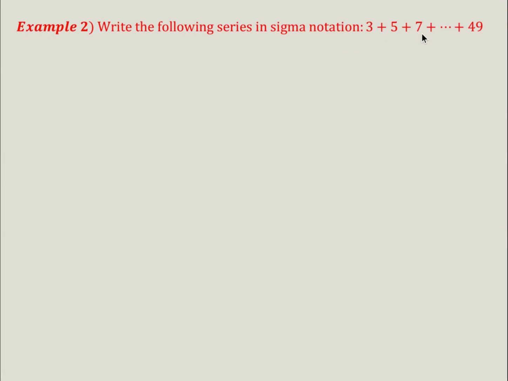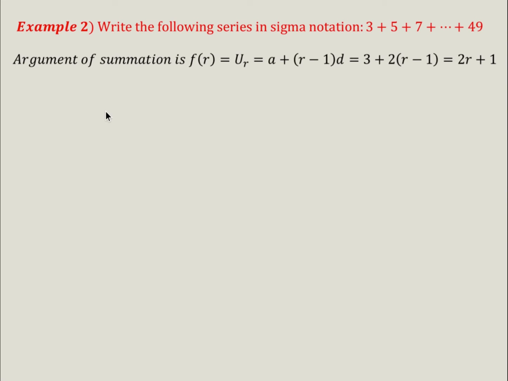In the second example, we are asked to write the series in sigma notation, which is 3 plus 5 plus 7 plus the other terms plus 49. Actually, in order to write this series in sigma notation, we need the lower limit of the summation, we need the upper limit, and we also need the general formula of the series, which will serve as the summand. To begin then, we get the argument or the summand of the summation by finding the general term of this series, which happens to be arithmetic, because there is a common difference.